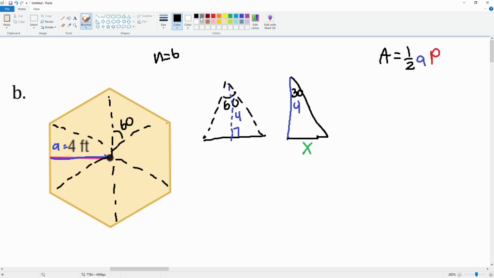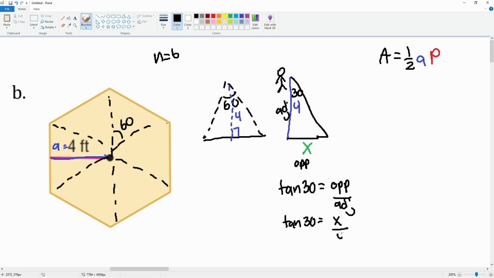All right, so I can set up a trig ratio. I can write this is the opposite and this is the adjacent. So that's tan. So I can say tan of 30 degrees is equal to opposite over adjacent. So tan of 30 degrees is equal to x over 4. Multiply 4 to both sides because I'm trying to get x alone. X is equal to 4 times tan of 30 degrees.